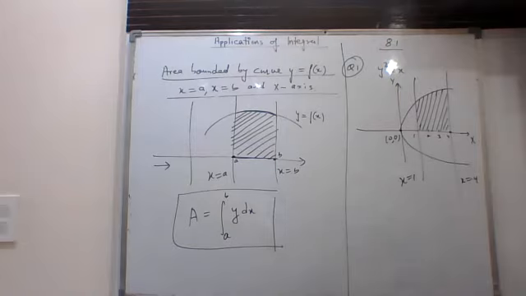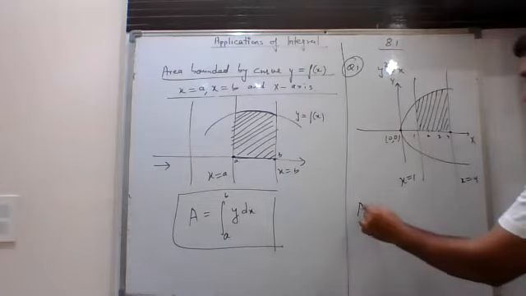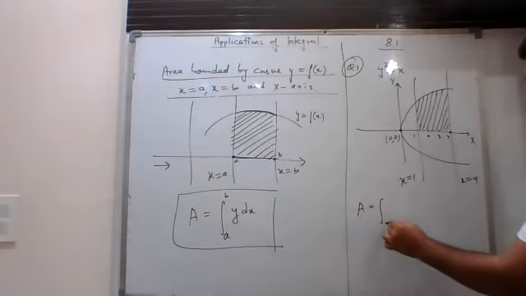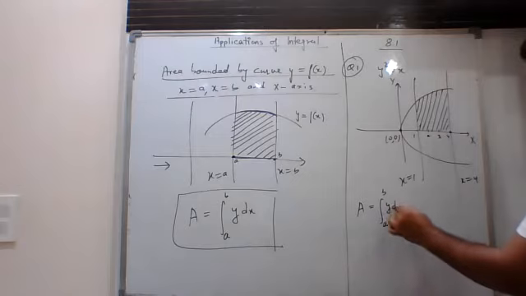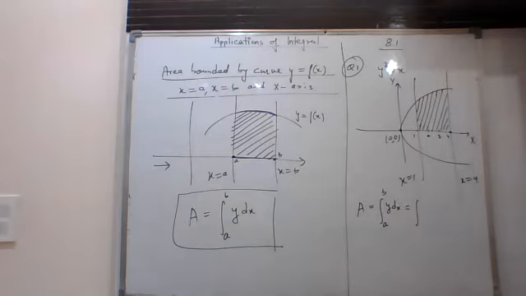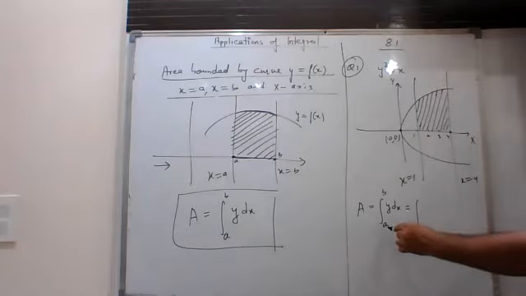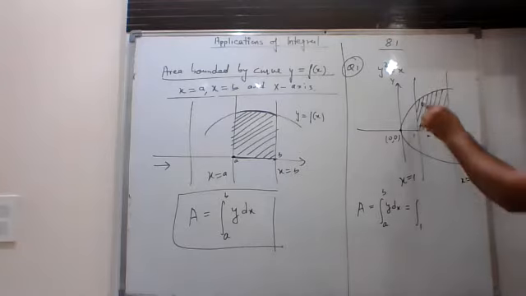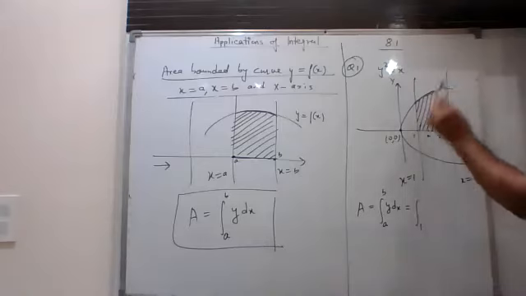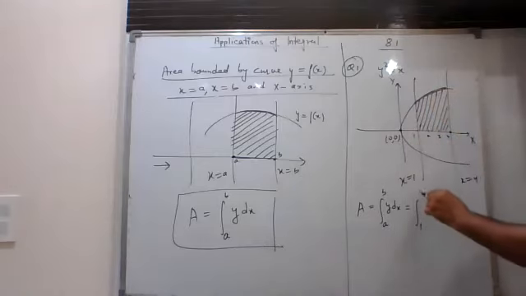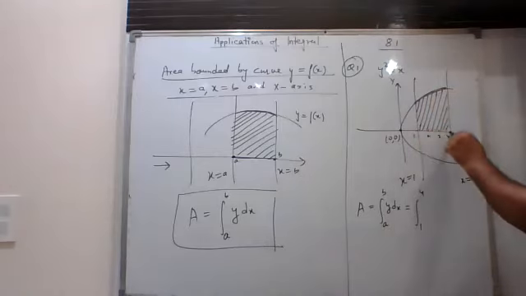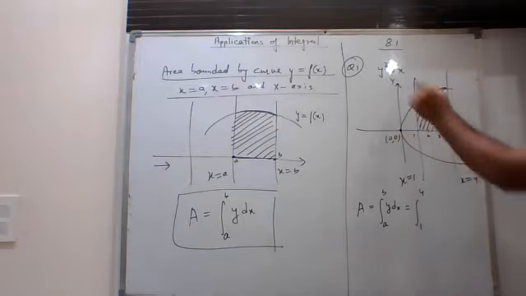So now let us proceed as per this formula. You will say the required area will be the integral from a to b of y dx. Here the lower limit is 1 because the movement of this curve is from 1 to 4. On the x-axis, you can see that it is moving from 1 to 4. So 1 to 4.